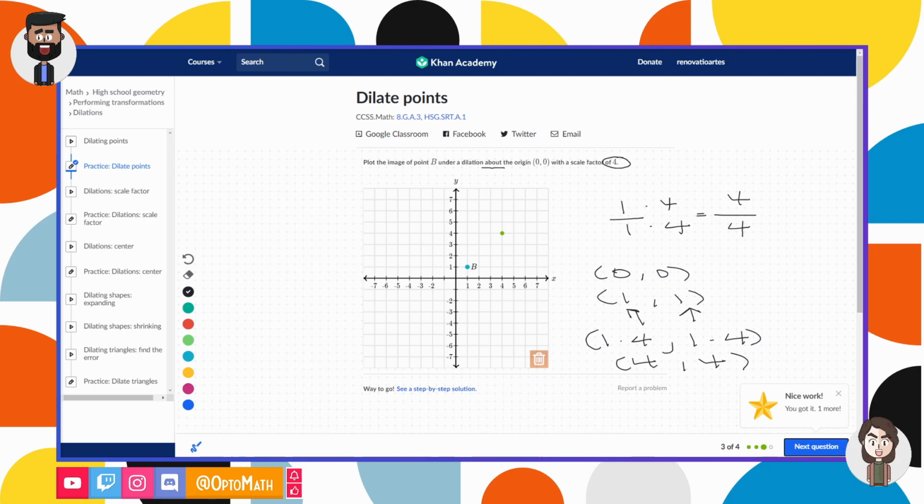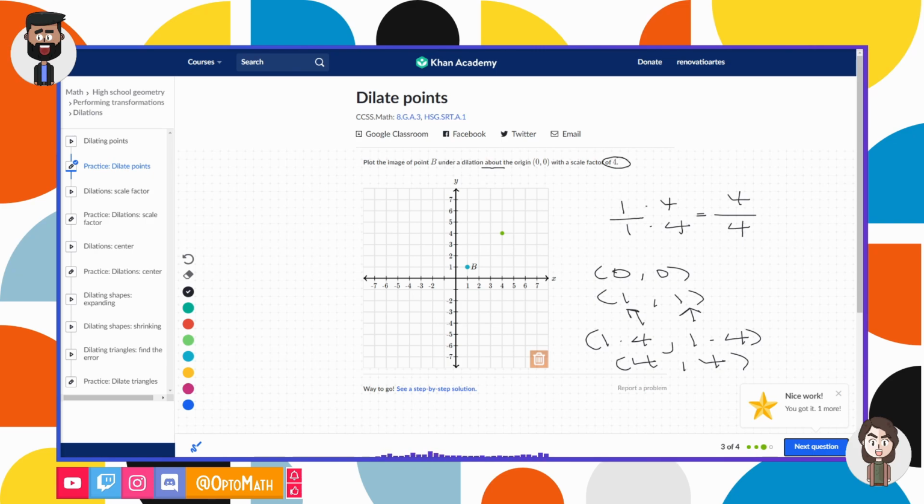And we're good. I like this. It's pretty simple to understand and figure out once you understand where the origin is, where the center is, and how the scale factor works as well. And then using the rise over run method, that was pretty easy.